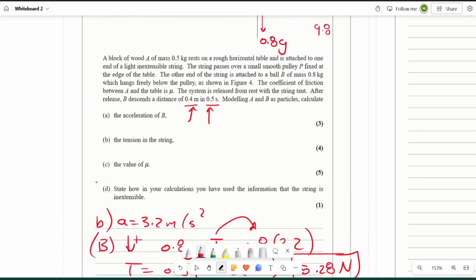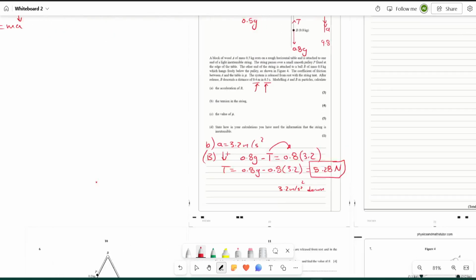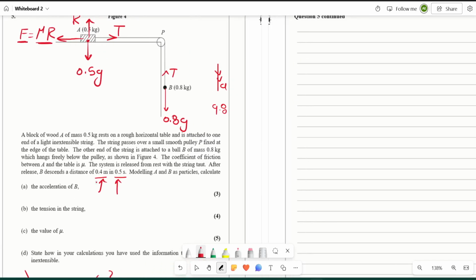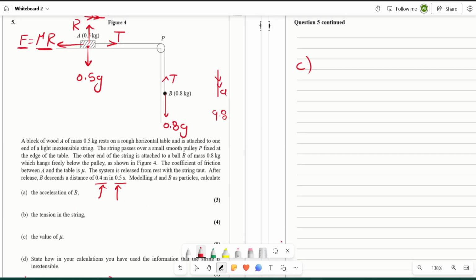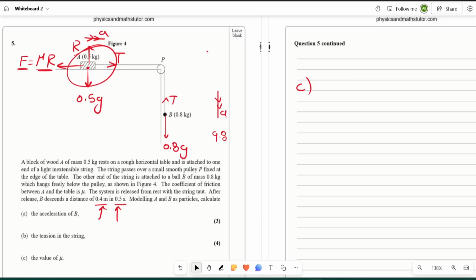Now, for part C, we can try and solve it here. Okay, so for part C, we need the value of mu. Mu is related to this, so probably I will need to do the equation of motion for A. So for A, I'm going to resolve in the up and down direction first, because A has two components: forces in the X direction, which is left and right, and forces in the Y direction, up and down. So we need to take them separately.